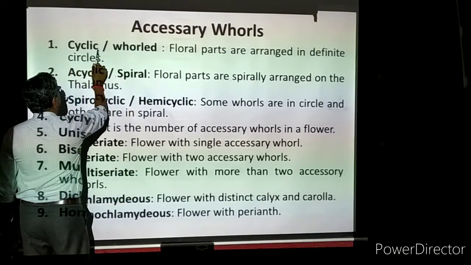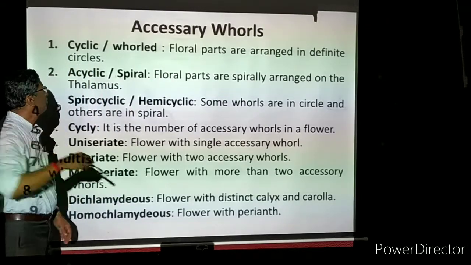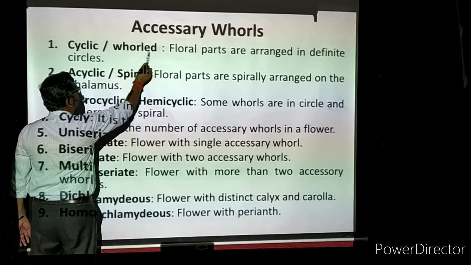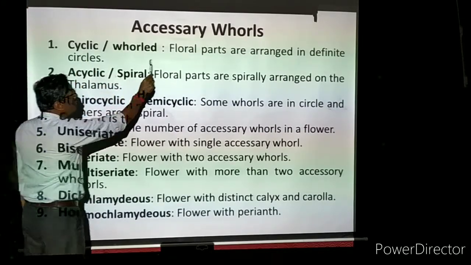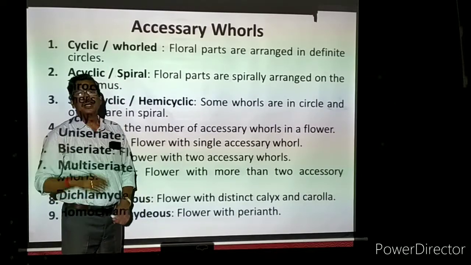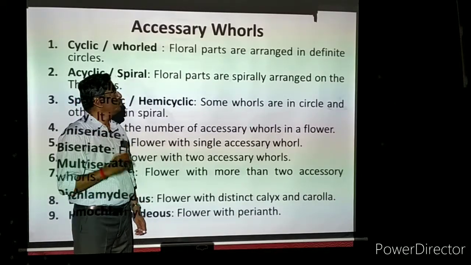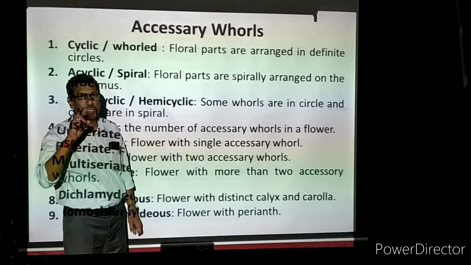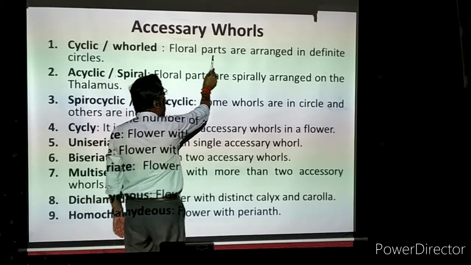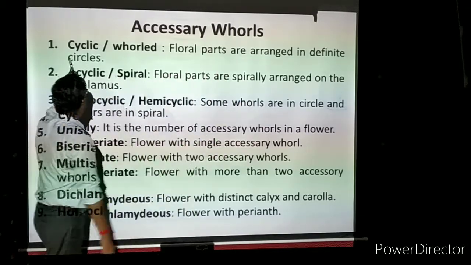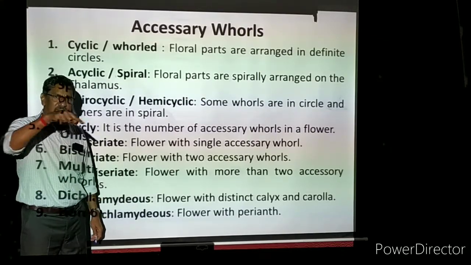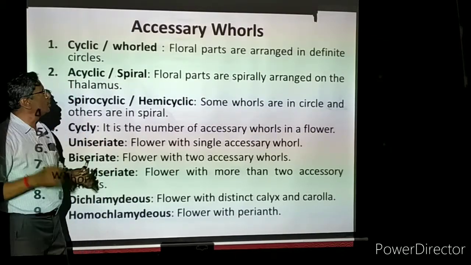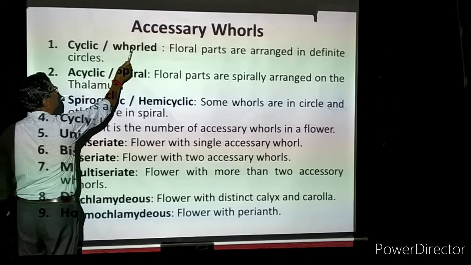Now, cyclic. Cyclic means circular. Otherwise called a whorl, that also means circular. Both are same, cyclic or circular. The floral parts, for example, calyx is made up of sepals, corolla is made up of petals. These two only we are taking. The floral parts are arranged in definite circles, proper circle. Outer circle, next inner circle. Exactly in a circular form they are arranged. It is called a whorl.